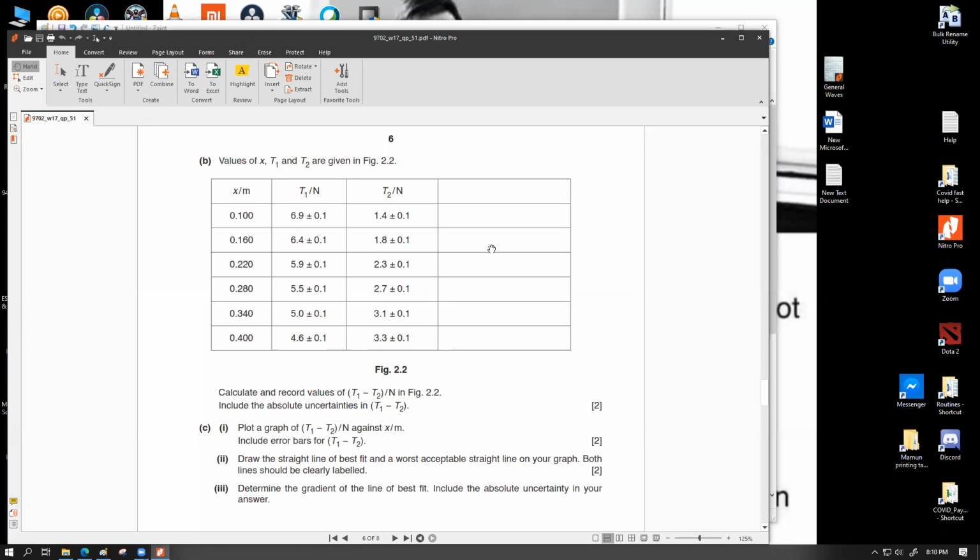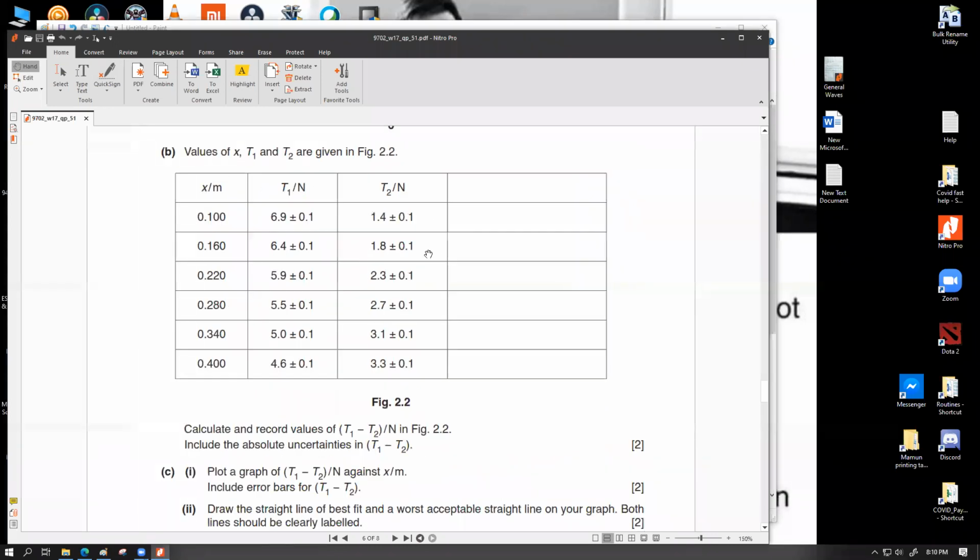Let's go for it. পরে আমরা আরো কঠিন গ্রাফ করবো, ডোন্ট ওয়ারি। So what we're going to do, we're going to write T1 minus T2 / Newton. So let me just take this as a screenshot.